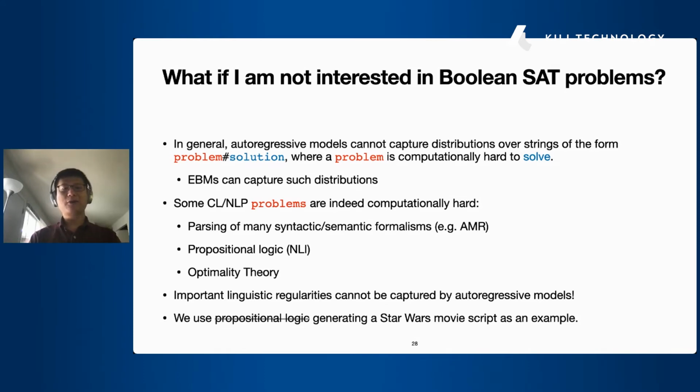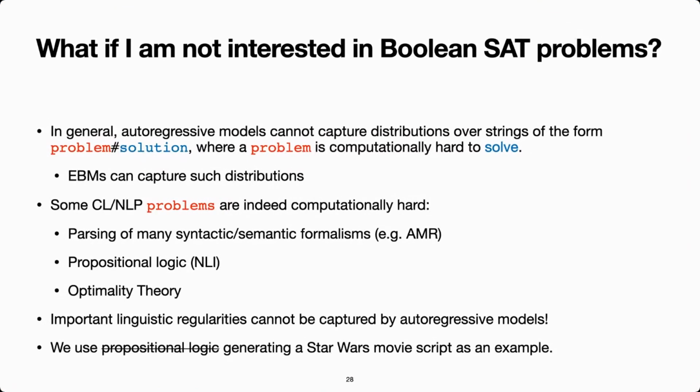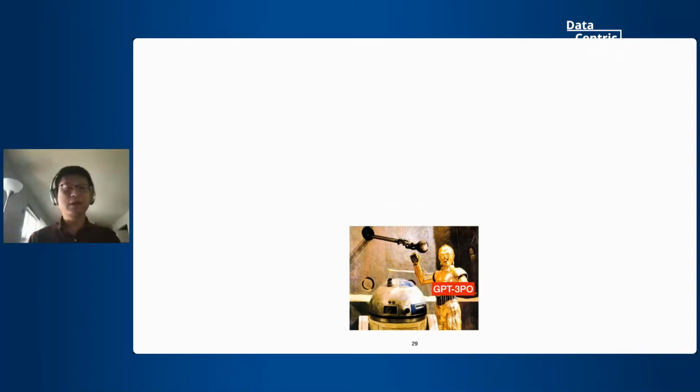We wanted to use propositional logic as an example to show how autoregressive models cannot capture certain distributions. But that would be a bit boring, so instead we talk about Star Wars. Let's assume that we have a really, really powerful autoregressive language model called GPT-3PO. GPT-3PO is a really good storyteller. Today it's gonna tell us a story from a galaxy far, far away.